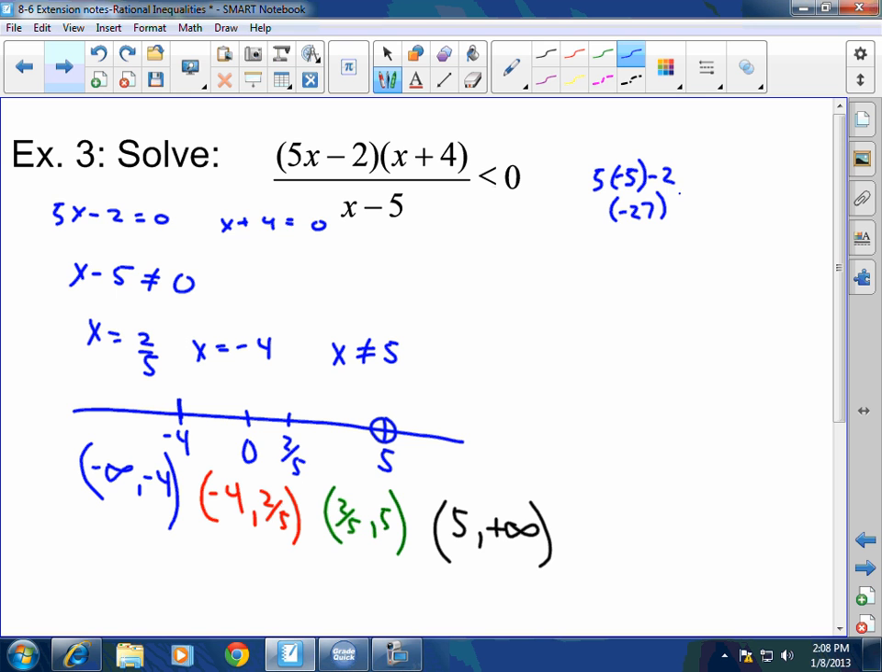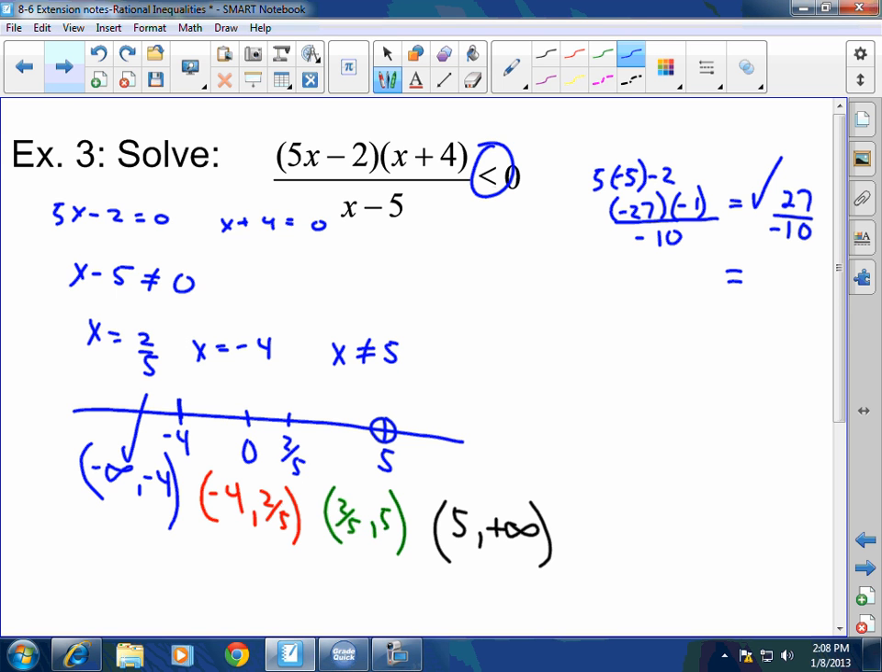Times negative 1. So that's going to be a positive 27 over, you said negative 5? Yeah. So that's going to be negative 10. Okay. Is this going to work? Yes, it will, because it's looking for less than. So it's looking for negatives. So this interval does work.